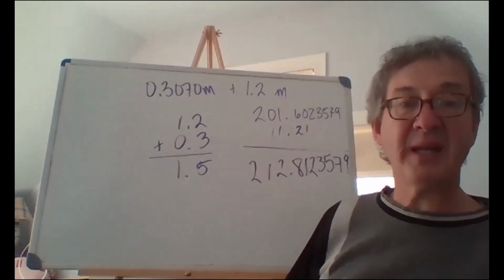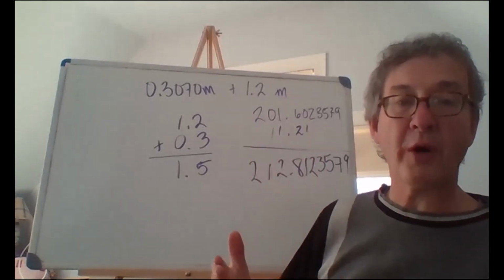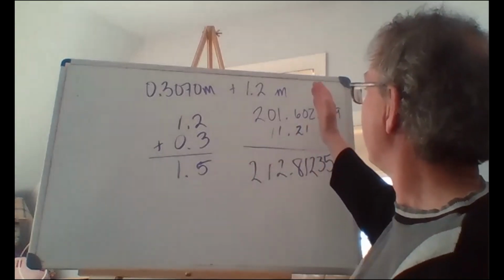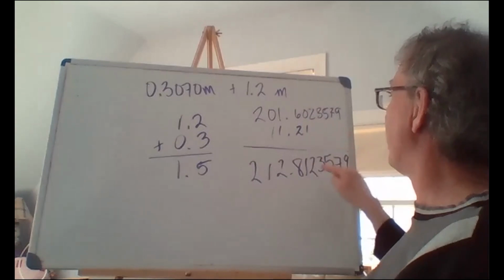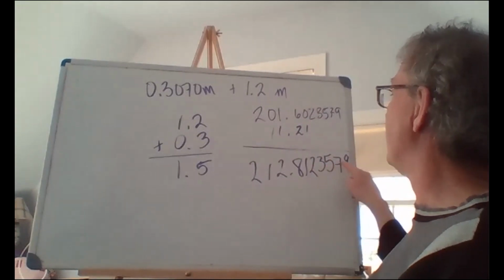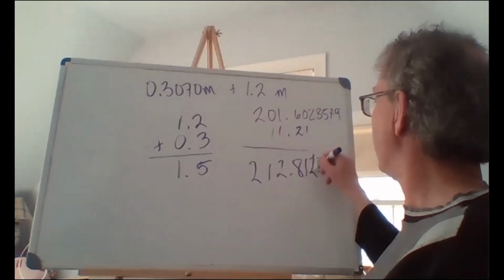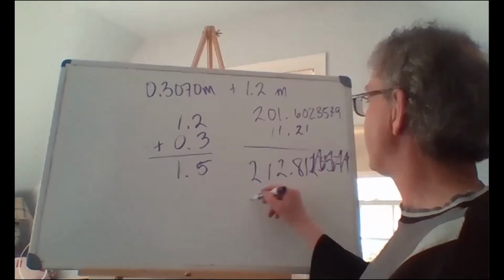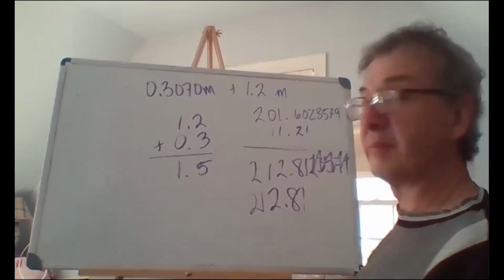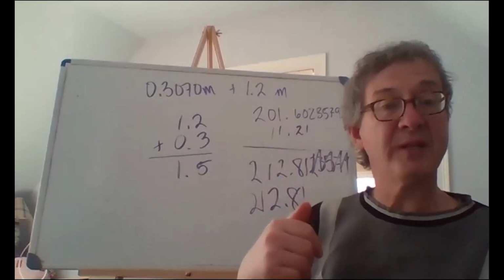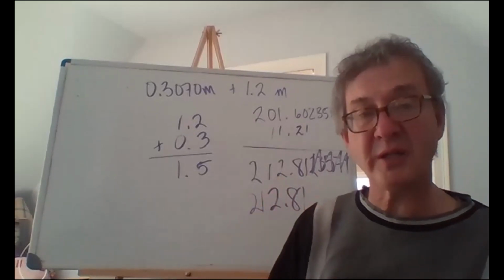But at the end of the day, what you'll report is only this, because I don't know anything here. So what are these numbers good for? Nothing. Right, so 212.81 is all I can report. This applies to subtraction as well.